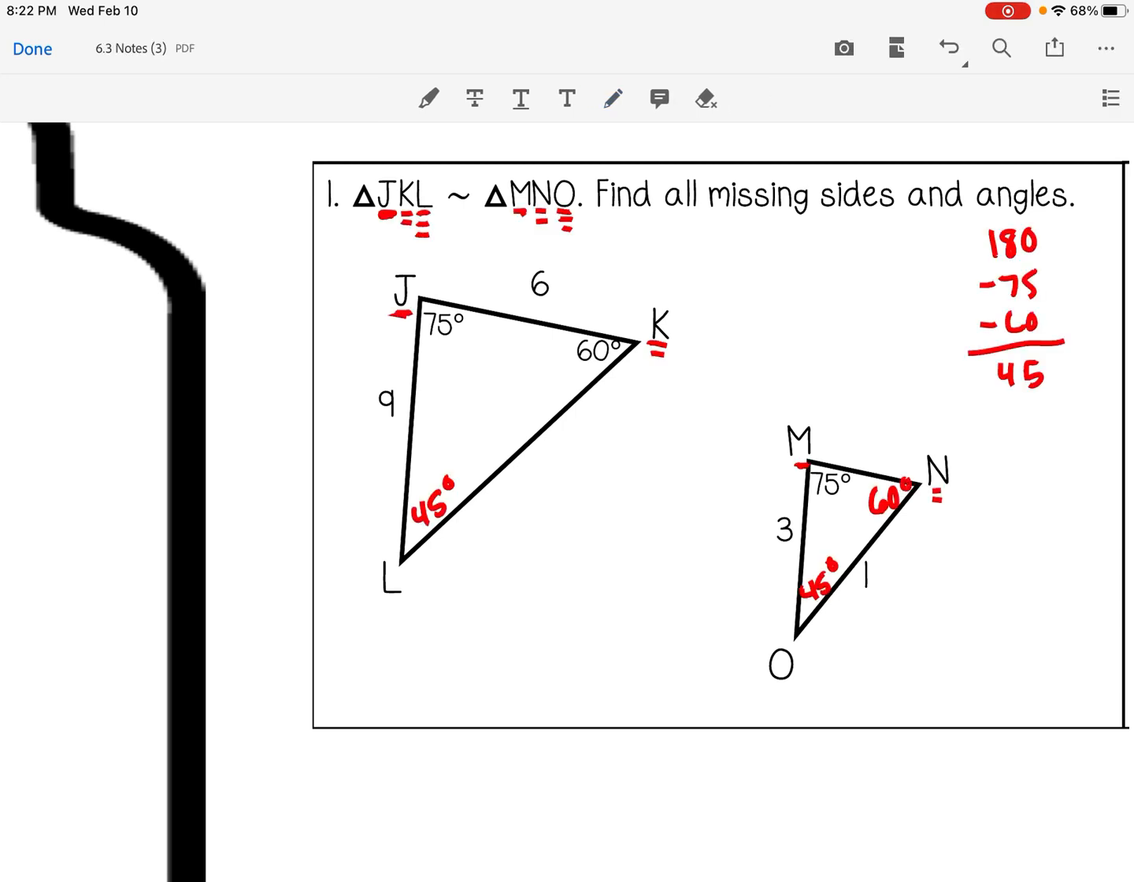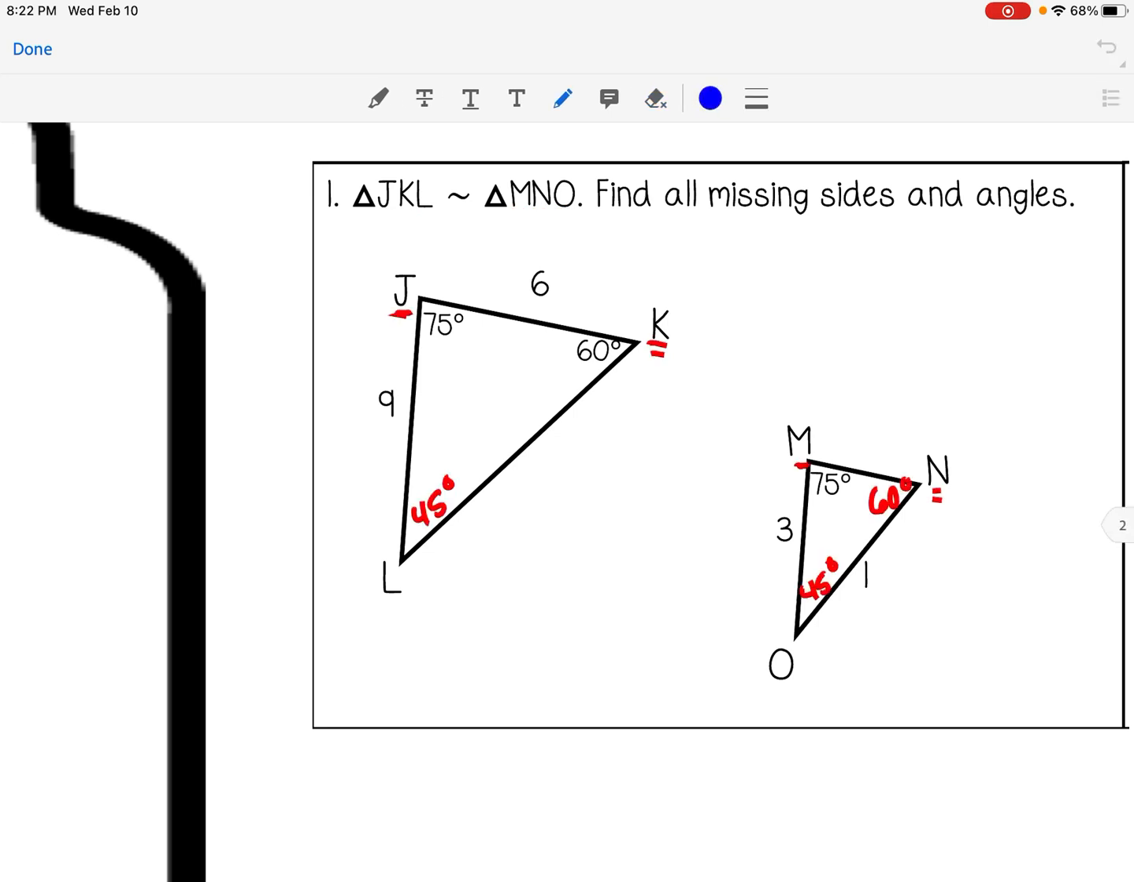Okay, now we need to find our missing sides. Sides are different. They are not congruent, but they are proportional. As we look at sides, we do have one pair of proportional sides. Because I know that JL corresponds with MO, in setting up my proportions, I can say 9/3 equals... This is a little bit more of a simple one because you can tell what I multiplied to get from 3 to 9. You can go backwards: what did you divide 9 by to get to 3? And we multiplied by 3.